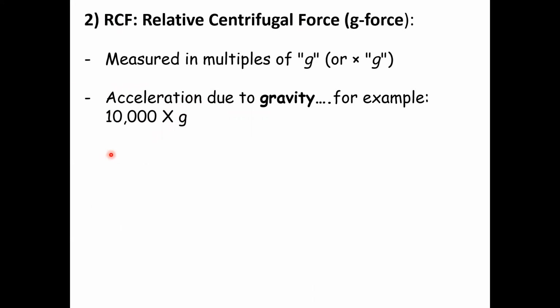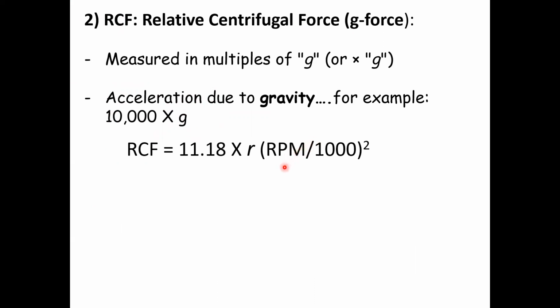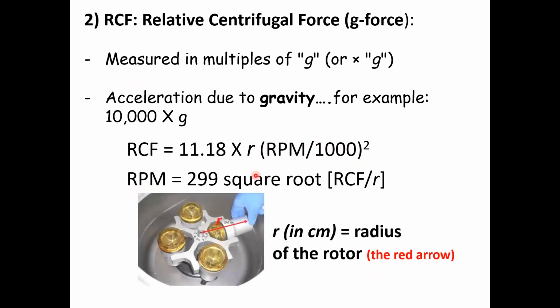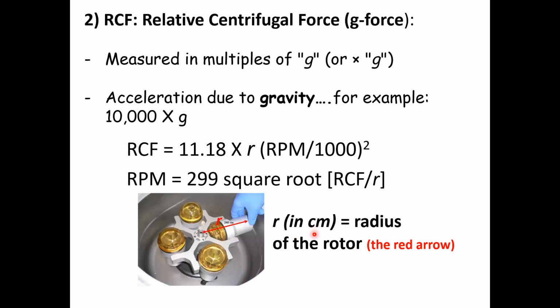And we can switch back and forth between RPM and RCF. If we're given RPM, we can figure out the RCF using this formula, and vice versa. If we're given the RCF, we can figure out the RPM. But we have to know what R is. So let's look at the picture right here. R is measured in centimeters, and it is the radius of the rotor, indicated in red.